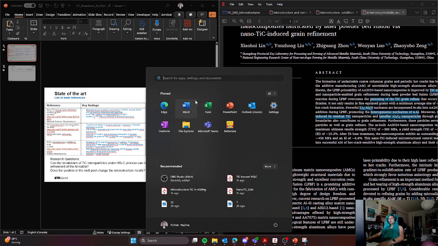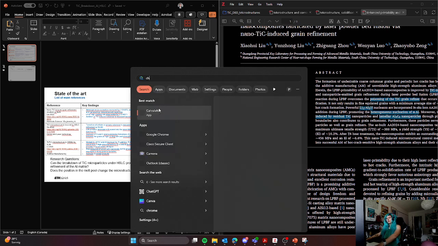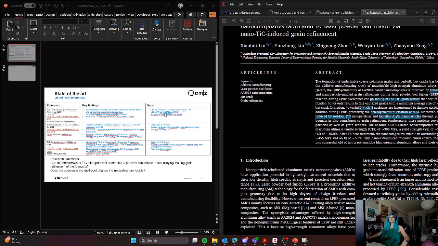Let's look at this under ChatGPT. Where is Chrome? And try to ask it to make me one question out of this. Because I'm really struggling now to make a question because I read everything and I want to be done with that. Research question.